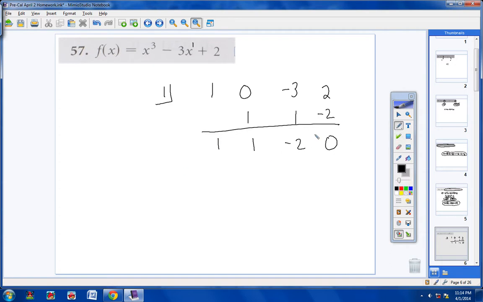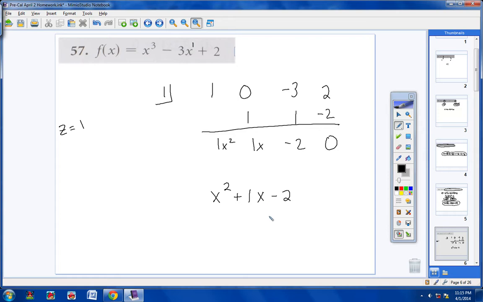Remember what to do. You come off to the side and you say zeros equal, and I found one of my zeros. It's a 1. Now we started off with an x cubed, so my leftovers here would be x squared, x, and constant terms. So I have 1x squared plus 1x minus 2.